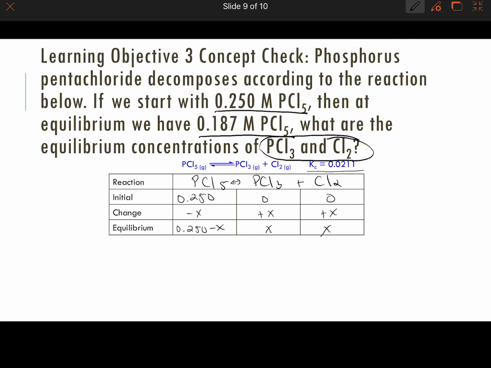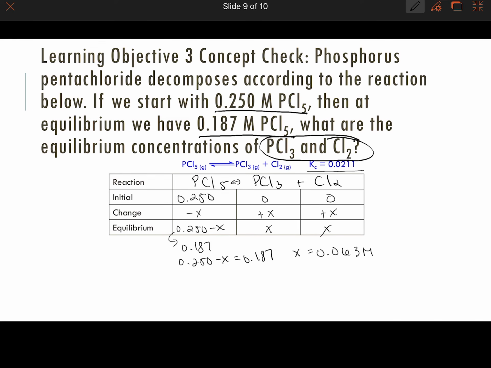Now, because we already know what our equilibrium concentration here is, it is 0.187, we can set 0.250 minus x equal to 0.187. And from here, we can get an x value equal to 0.063 molar. Okay.